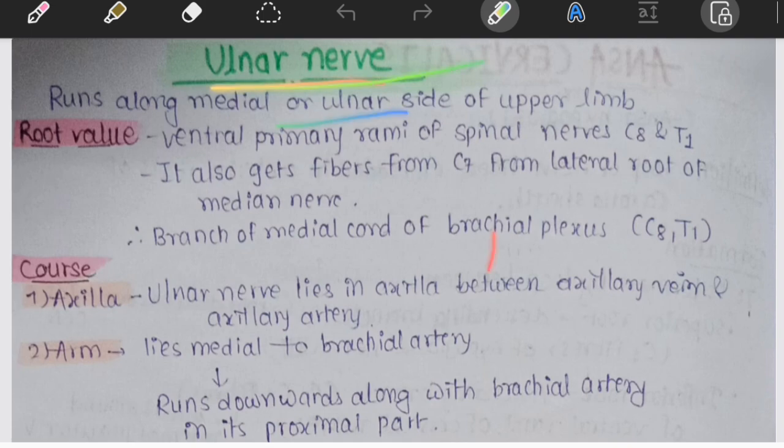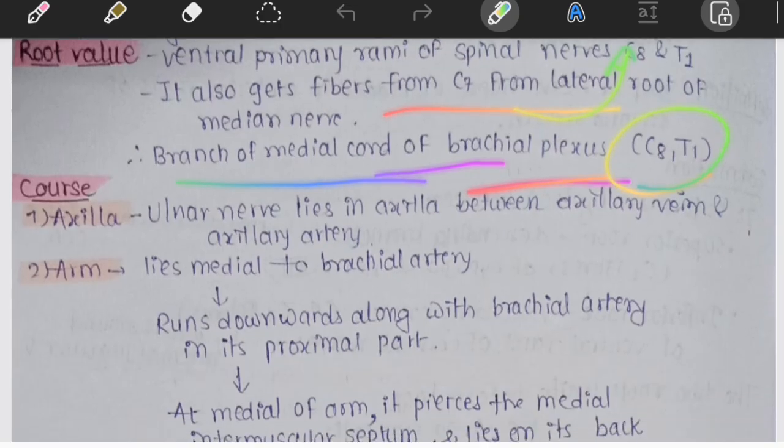The ulnar nerve runs along the medial or ulnar side of the upper limb. Root value of the ulnar nerve: it is the continuation of the medial cord of the brachial plexus, from the ventral primary rami of spinal nerves C8 and T1. It also gets fibers from C7 via the lateral root of the median nerve. You can see this in the brachial plexus: a branch of the medial cord, C8 and T1.